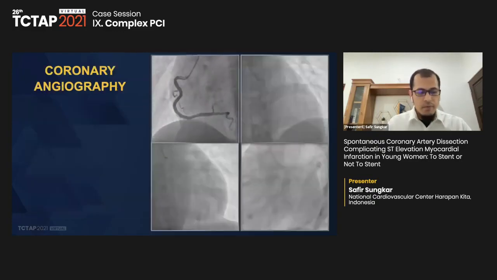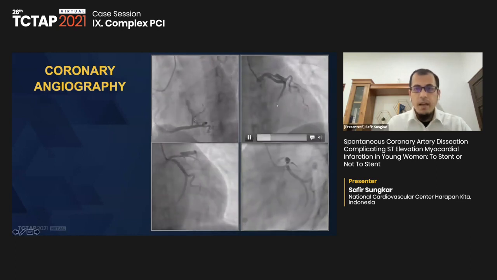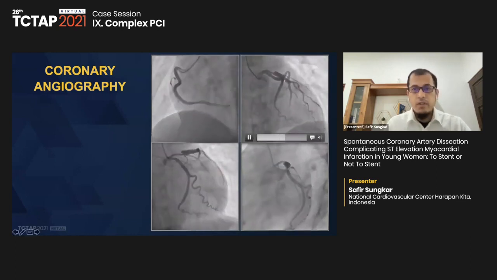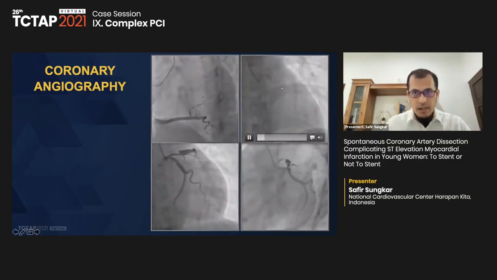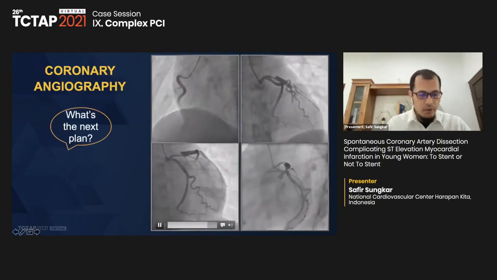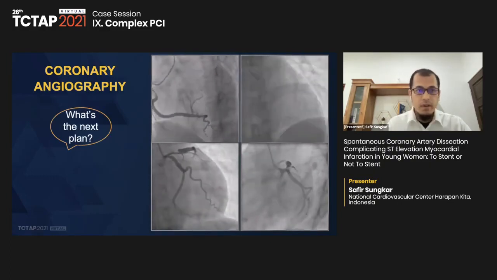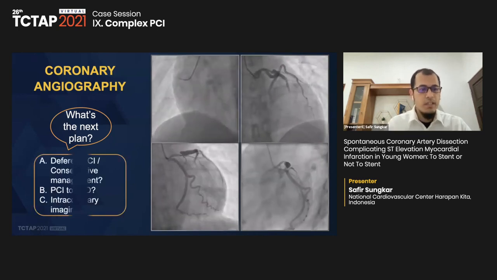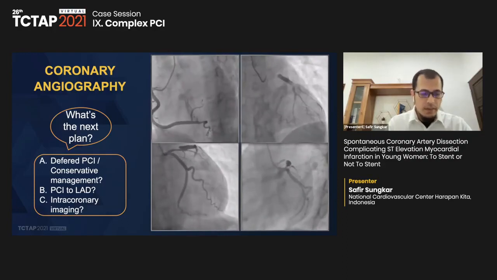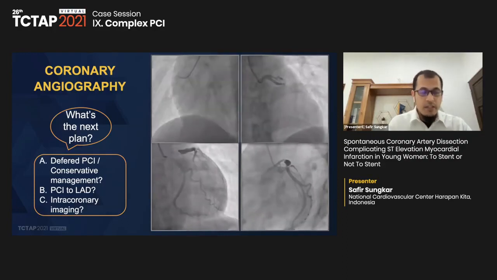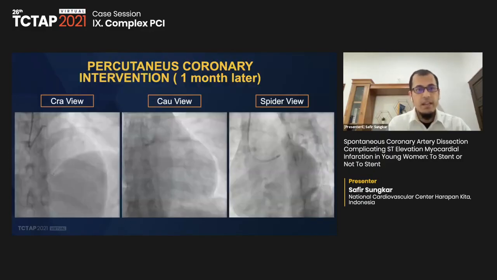Then we performed coronary angiography. We can see here the RCA was normal, and left coronary angiography showed contrast staining at the proximal to mid part of the LAD with distal compromised flow. From the caudal view, we can see the double lumen appearance, which may indicate some dissection. So what is the next plan? Actually, we decided to manage conservatively initially. However, this patient was still complaining of chest pain, so we proceeded to perform PCI at the LAD.